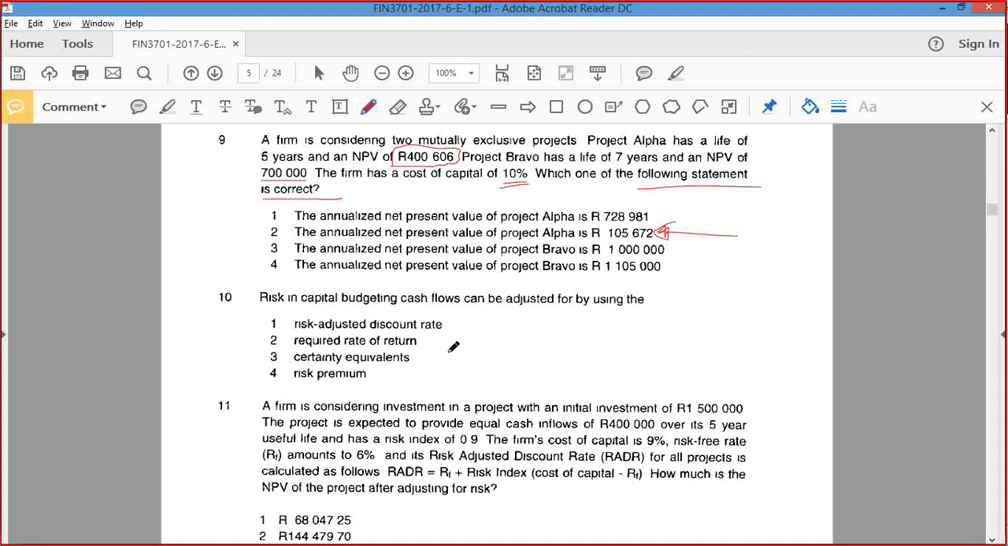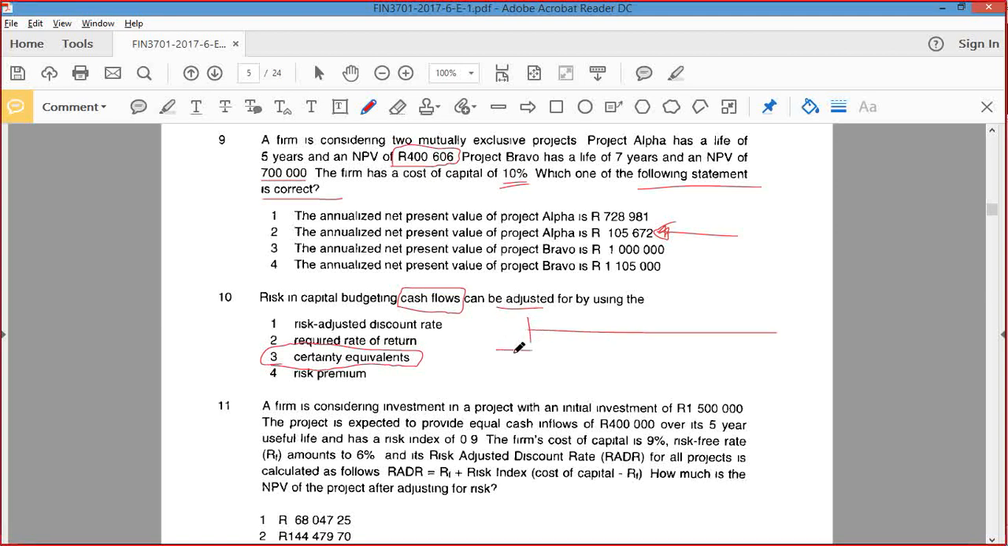Alright, number 10 is theory. Risk in capital budgeting. This is looking at cash flows. If I'm looking at cash flows, we can adjust for risk using 2 things. Here they're saying risk in capital budgeting cash flows, so we're going to be adjusting the cash flows. We're not going to be adjusting the rate. So we're going to be using certainty equivalence, because there's a probability that those cash flows aren't going to materialize, obviously cash flows that occur in the future.